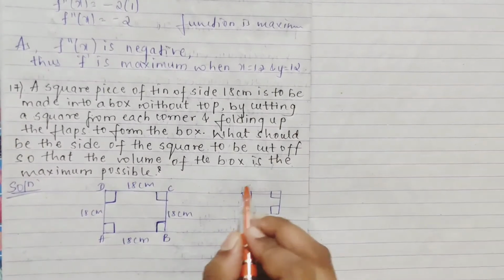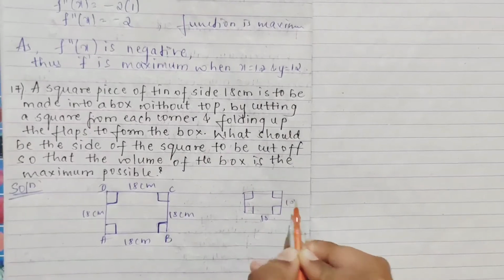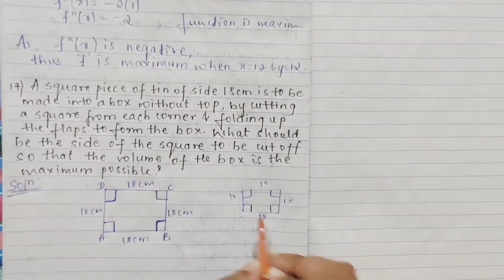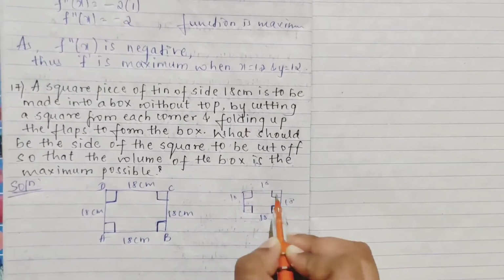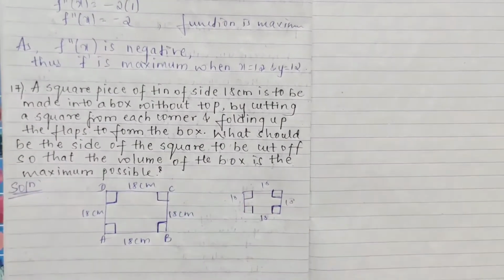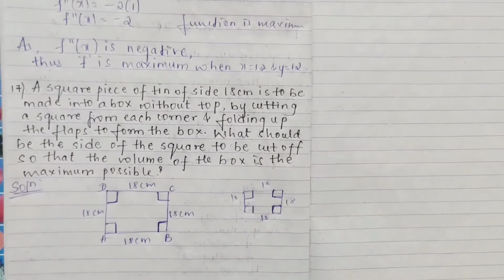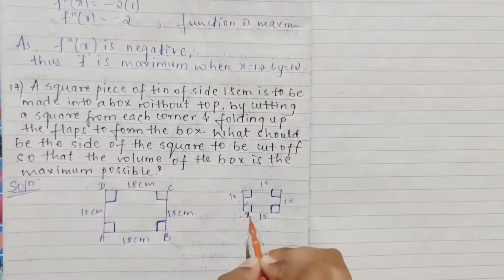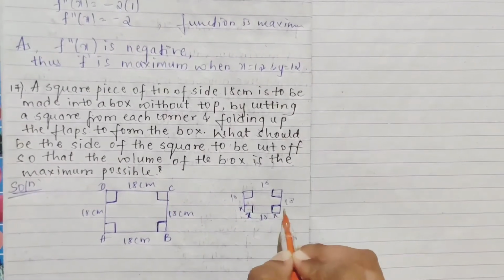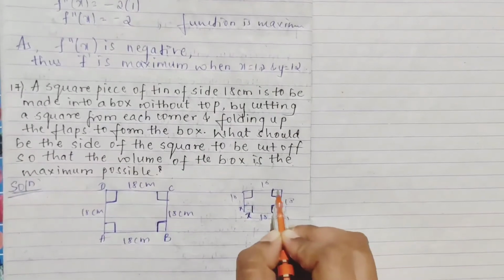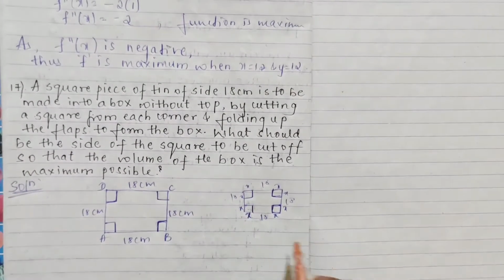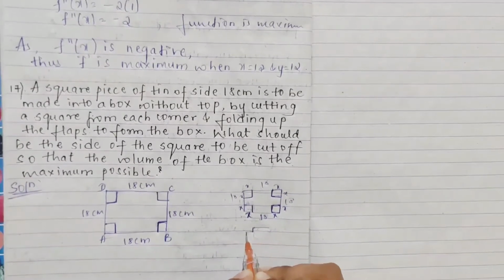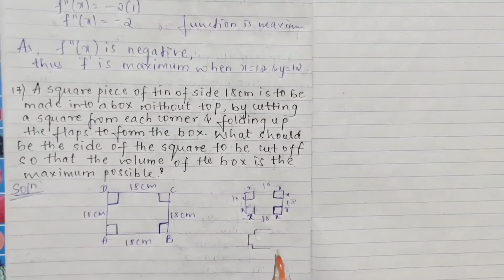Obviously it is a square, so the sides will be equal, right? And when you are cutting the corners, you cut them in square shape only. They are asking for this side only, and we don't know this dimension, so we'll take it as x itself. If this side is x, this side is also x, right? This side is x, this side is x, because you are cutting this. So see, when you cut, you'll get something like this paper.